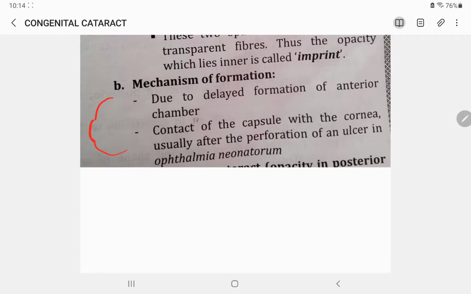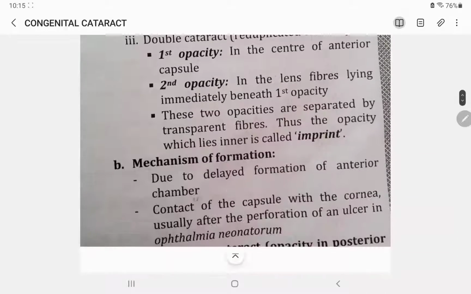So here's your cornea and here's your lens. Any kind of perforation, suppose here ophthalmia neonatorum causes an ulcer, and due to this the lens comes in contact with the cornea. This is normal. This is just a schematic diagram for you to understand. Suppose this child suffers from ophthalmia neonatorum, the lens and the cornea come in contact, and that leads to the mechanism. This is the mechanism of formation of the anterior polar cataract.